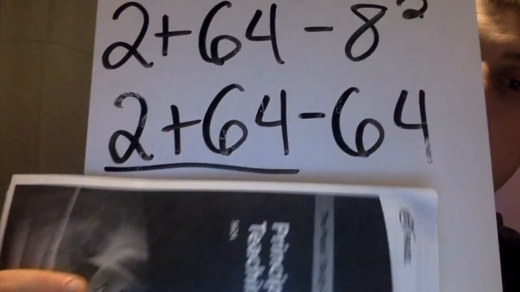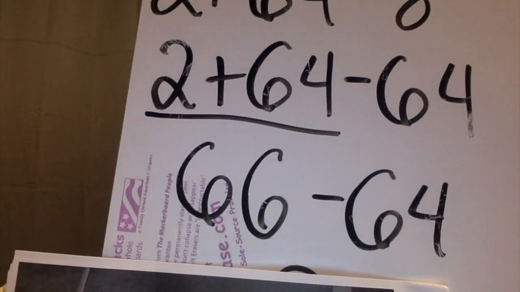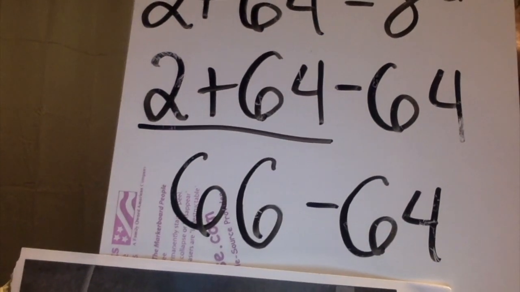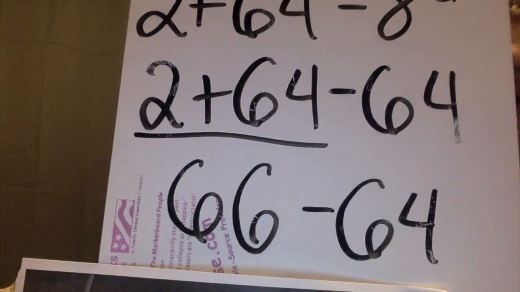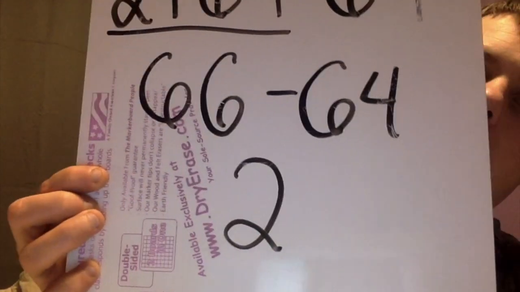For this problem, we're going to go from left to right. So we have 66 minus 64. 66 minus 64 is now 2.